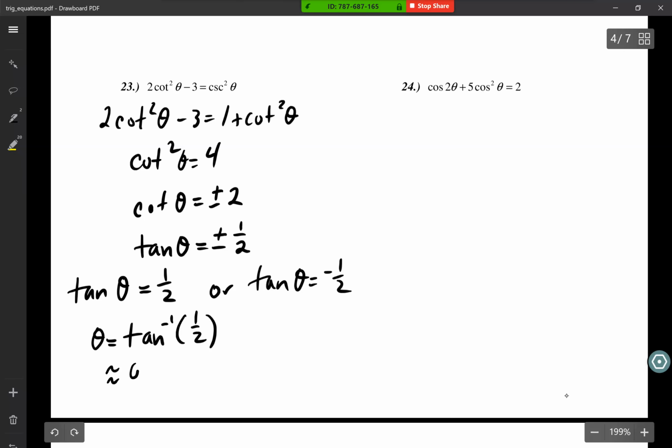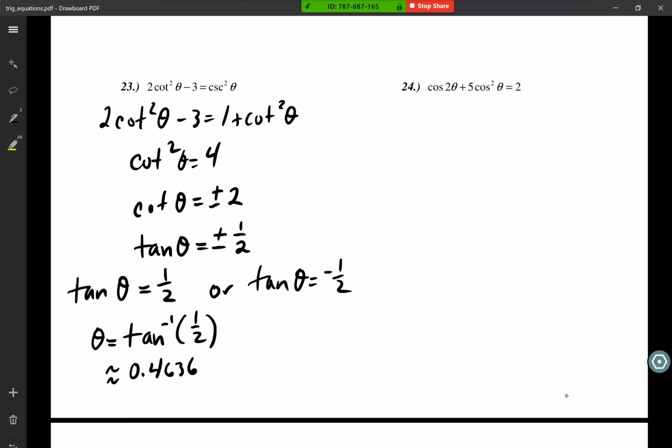So this is 0.4636 about. But we have to remember some things about tangent, because one of the things we want to do is to try to get either all solutions. I mean, the two directions that you're going to get are going to be all solutions to the equation, or all solutions between 0 and 2 pi, or between 0 and 360. Those are the only possibilities that you're going to get for directions.